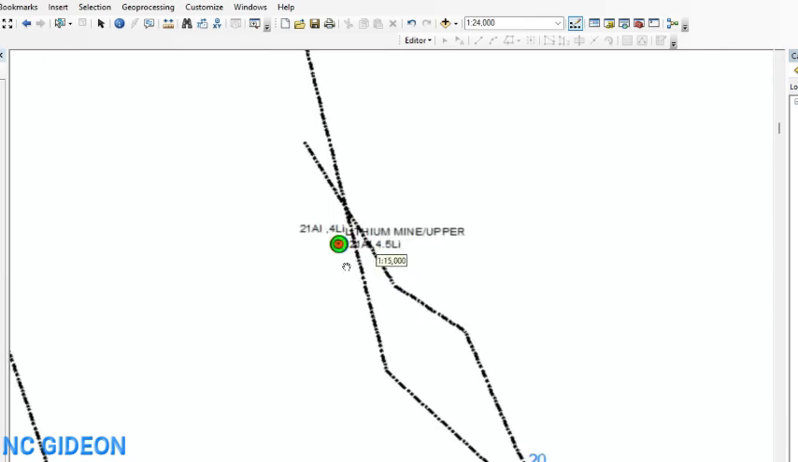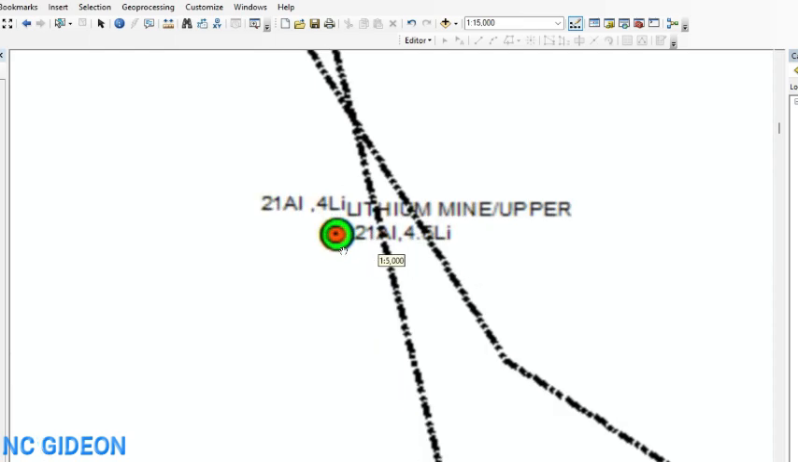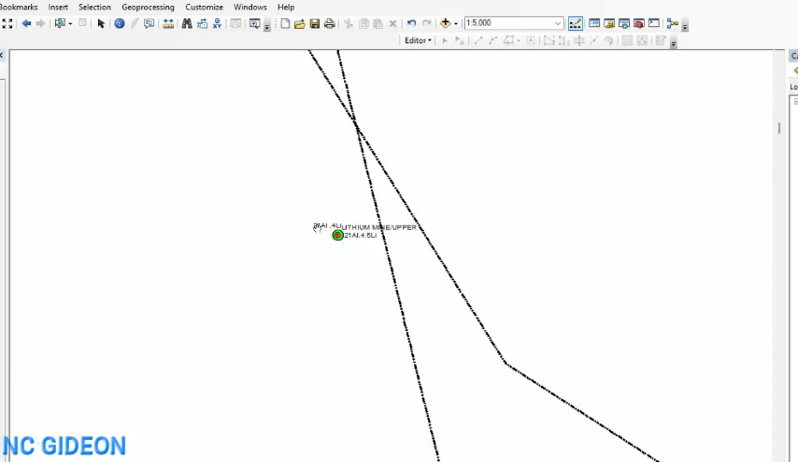We found out that this one, which is actually coinciding rightly with the structure here, is giving us aluminum oxide of 21 and 4% lithium oxide. You can see. And another one here, two samples we actually tested here. And another one is giving us 21 also aluminum oxide and 4.5% of lithium.